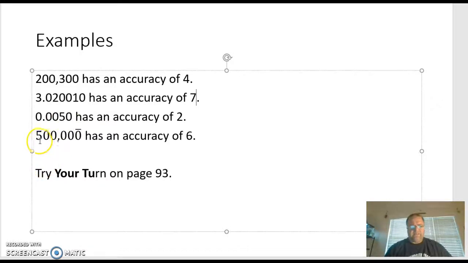This would be 6 because we count the 5, we count this 0 because that's a bar over. So that's a significant digit, and all zeros between two significant digits are significant. So that's an accuracy of 6. So go ahead and try some on page 93.